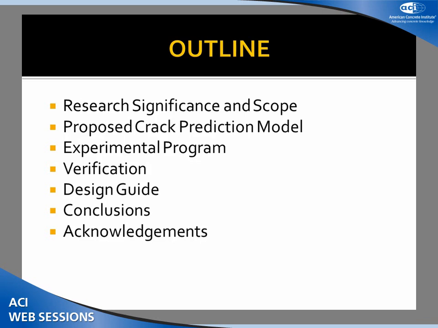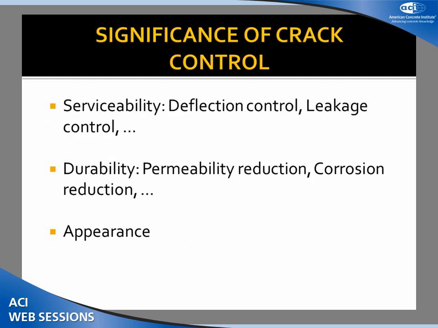Today I will explain the research significance and scope. Then I will explain my proposed crack prediction model and experimental program and how we verified it, and the design guide, conclusions and acknowledgements. Why is crack control significant? Probably due to three main reasons: serviceability, durability, and appearance. Examples are deflection control, leakage control, permeability reduction, and corrosion reduction.